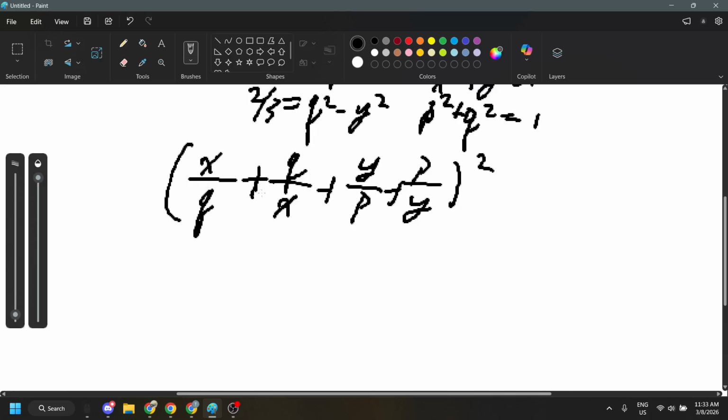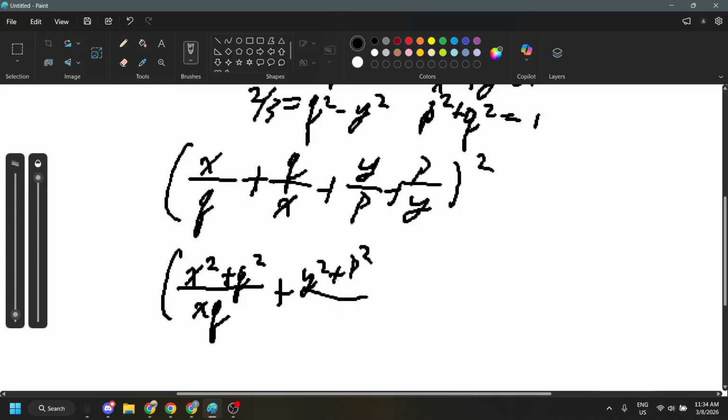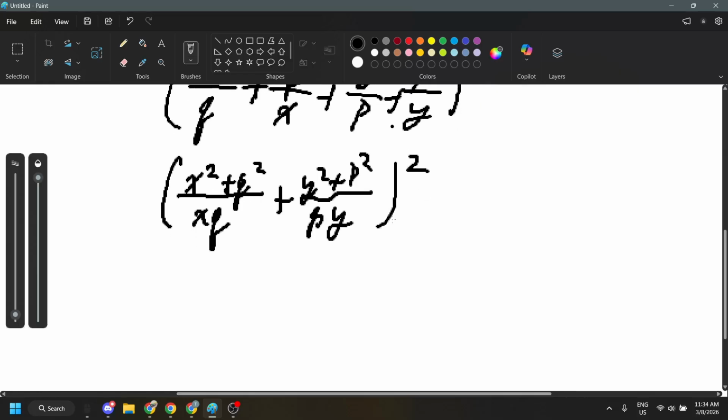So should I consolidate these into one? This is going to be x squared plus q squared over xq, plus y squared plus p squared over py, squared. Okay, now we just need to solve this.